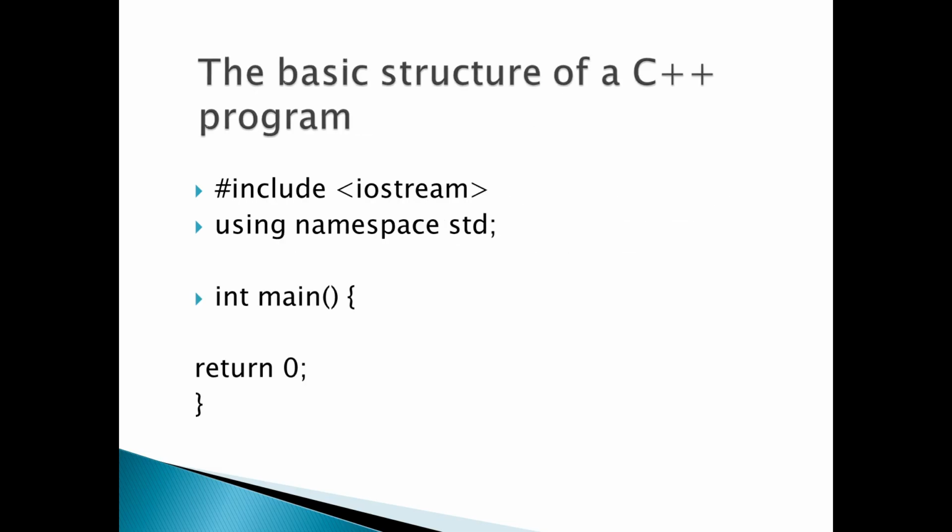Now, the basic structure of a C++ program. So we have here hash include iostream. This is an include statement. This line basically says, hey C++, I want to use input and output tools. It helps us print things on the screen. If we don't use include iostream, we cannot print anything on the screen. Then we have using namespace std. We don't need to think about it at this moment. We will describe it in the future.